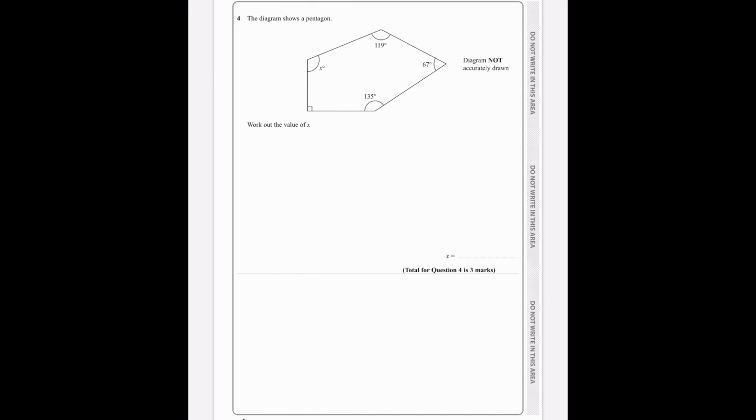Question 4, we've got ourselves a pentagon. So if we take the number of sides of a pentagon and subtract 2, multiply that one by 180, we'll get the 540 degrees, which is the sum of the interior angles of a pentagon. If we sum the 4 angles we do know and subtract those from 540, we'll get our missing angle x, which is 129 degrees.